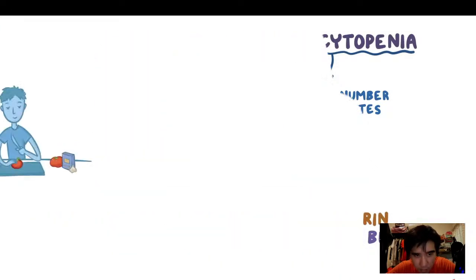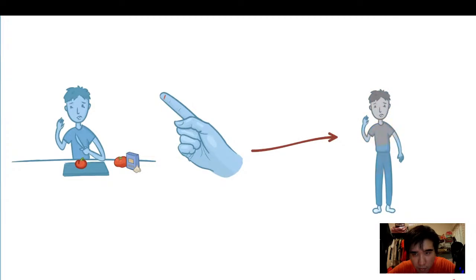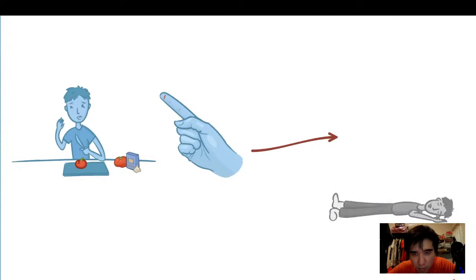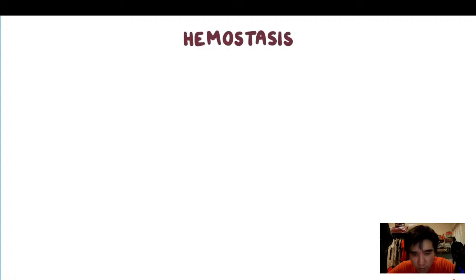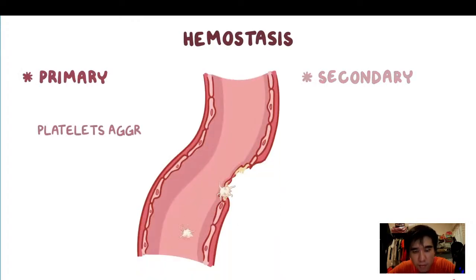Okay, so imagine you're making dinner and accidentally cut one of your fingers. Now, if your body doesn't stop the bleeding, you'll keep losing blood until there's not enough to supply the vital organs like the heart and brain. Now, to prevent this from happening, the body has a process called hemostasis. This process has two phases, primary and secondary hemostasis. In primary hemostasis, platelets aggregate to form a plug at the site of an injured blood vessel.